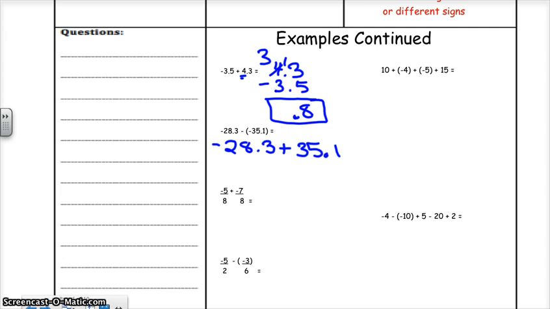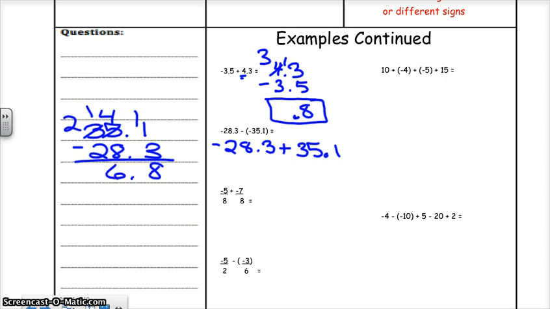Okay. Now they're opposite signs, so I take their difference, 35.1, take away 28.3. 14 minus 8 is 6. The decimal comes down. This would be 6.8. And then I ask myself which one is further from 0, the negative or the positive, and it looks like 35.1 is the winner. So it would stay a positive 6.8.